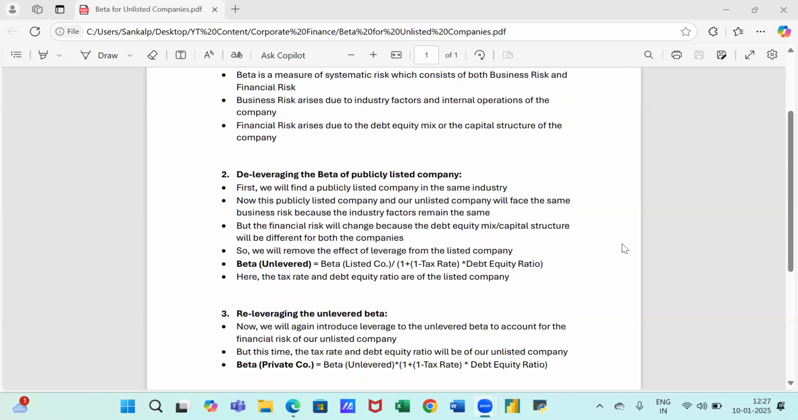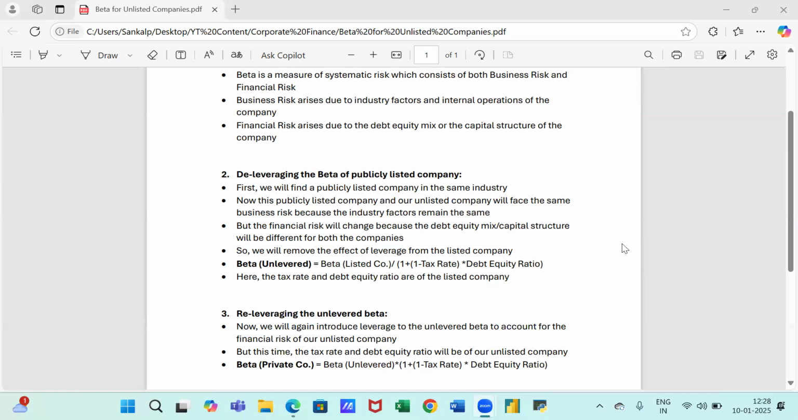So in order to find out the beta for an unlisted company, first we need to find out a peer listed company whose beta we can use for comparison, and we'll deleverage it. So we'll see how we do it. First we'll find out a publicly listed company in the same industry as I mentioned earlier. Let's say I'm taking a private steel company. So I can use SAIL or Tata Steel, for example, a publicly listed company in the same industry. So a Tata Steel or SAIL can be an example from the Indian context. So I'll take up the beta of that publicly listed company.